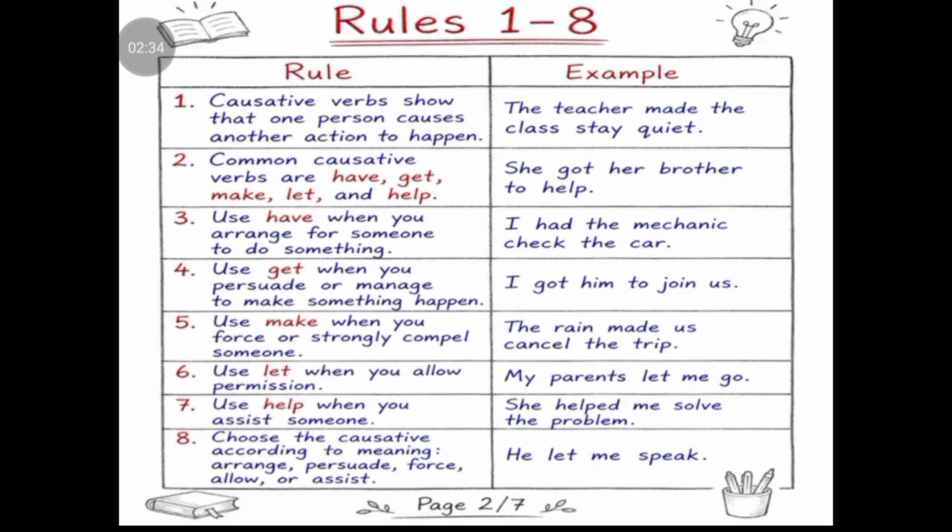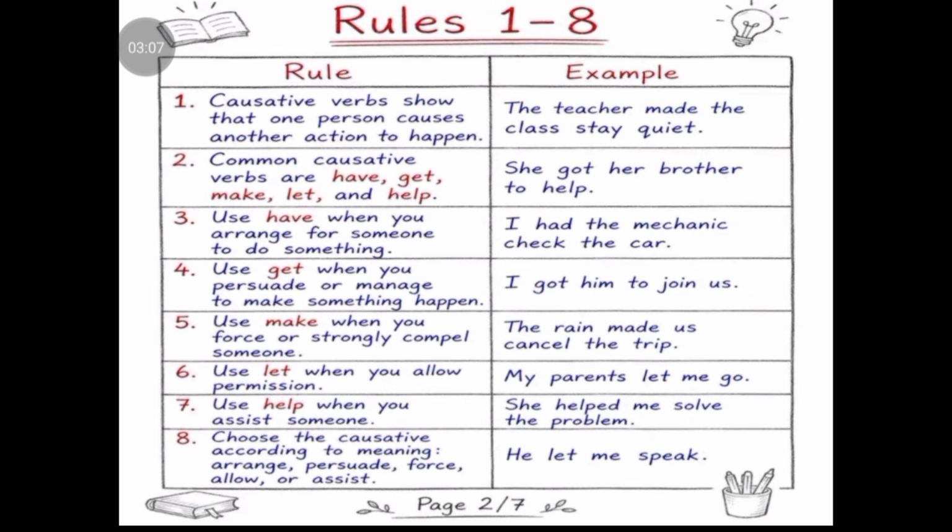Number 5, use make when you force or strongly compel someone. For example, the rain made us cancel the trip. So they were forced to cancel the trip because of the rain. And then rule number 6, use let when you allow permission. For example, my parents let me go. Number 7, use help when you assist someone. For example, she helped me solve the problem.